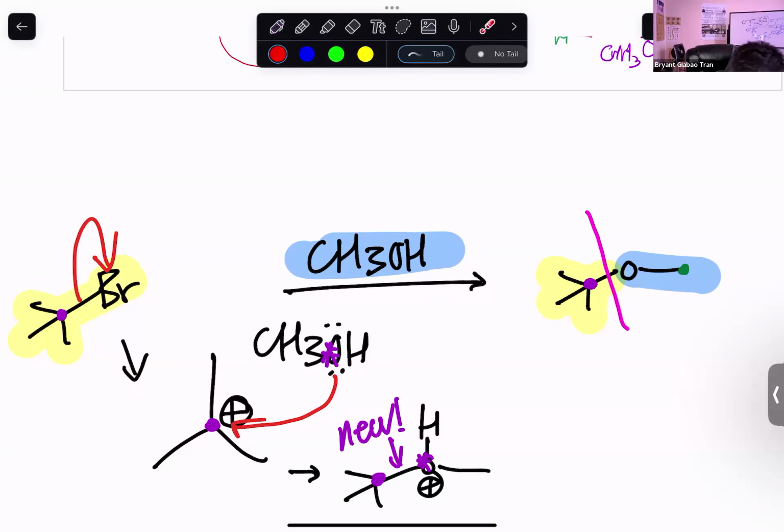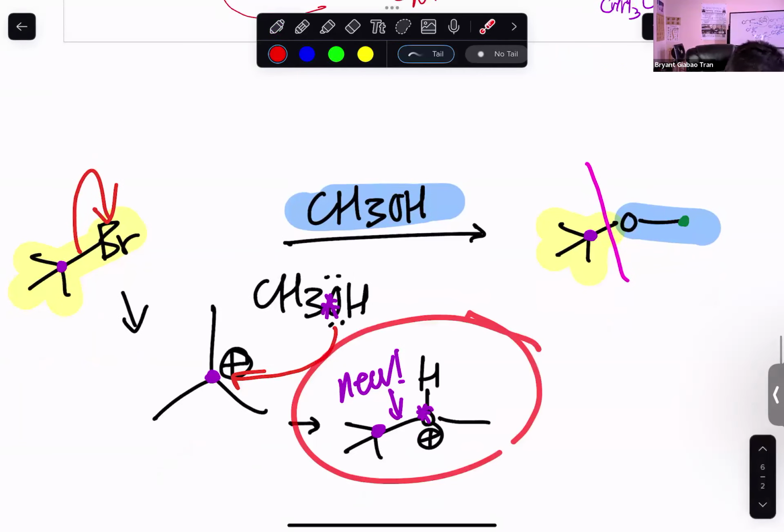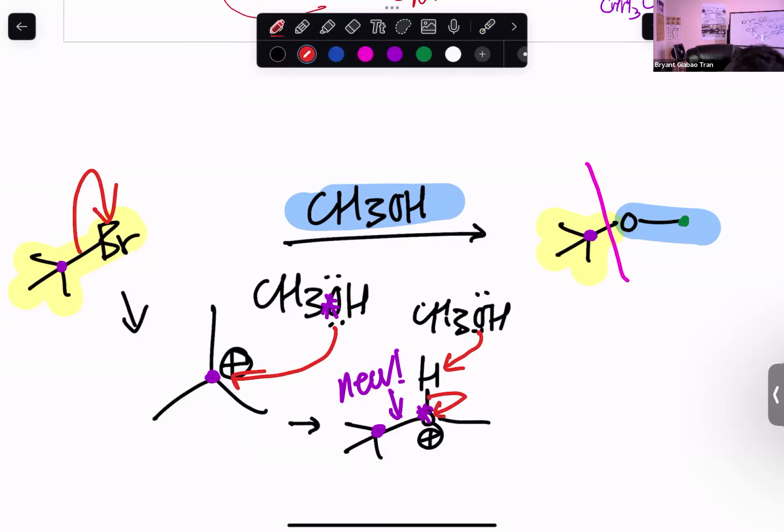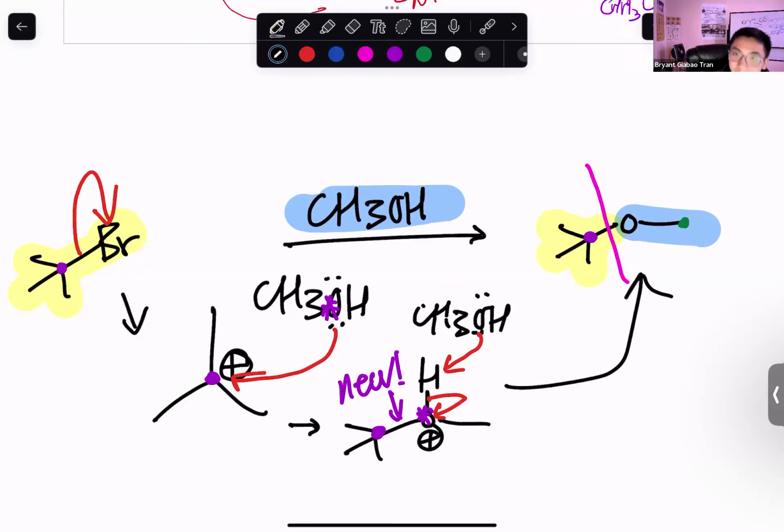And then what can we do to neutralize this positive charge on the oxygen? What can we do to get rid of that positive charge? Alcohol, right? Bring in another alcohol. And that alcohol is going to act as the base to grab that hydrogen. And then as that hydrogen is being grabbed, the bond between the hydrogen and oxygen is going to break and give that oxygen a pair of electrons, resulting in the final product there.